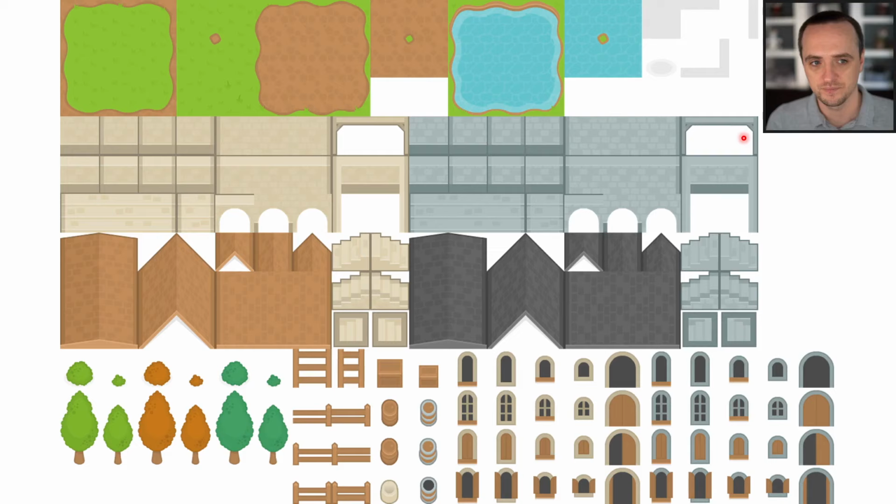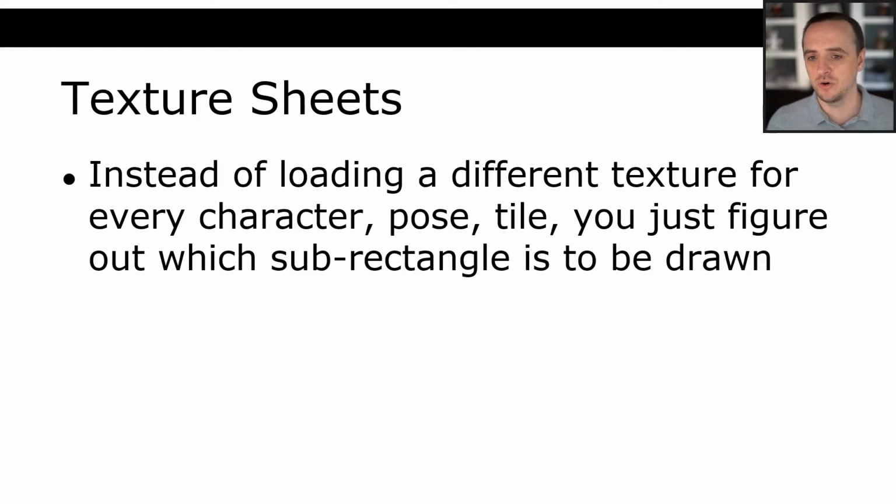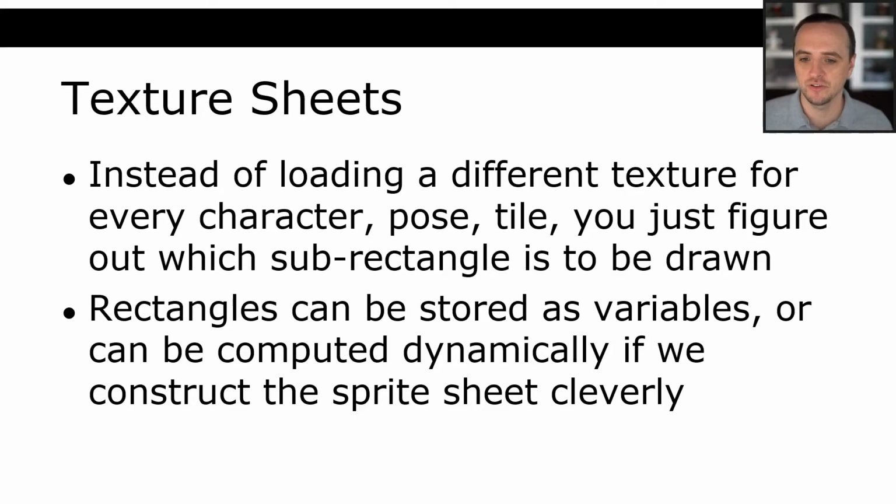You could load a texture sheet like this, so you can have a town or village that has lots of different textures all loaded in one file. So instead of loading a different texture for every character, every pose, every tile, you just figure out which sub-rectangle is going to be drawn. That's it. So rectangles can be stored as variables or can be computed dynamically if we construct the sprite sheet very cleverly. I'll explain what that means in a minute.